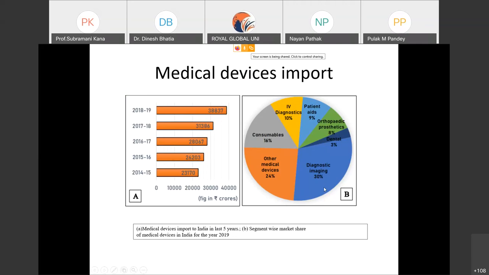Among them, you just see that 30% comes under the diagnostic imaging devices like MRI and CT scan and X-ray and all like that. And other medical devices come to about 24%, consumables 16%. Only the chemicals, what is being used in a hospital and all like that, 16% of it. Among that, near about 39,000, 16% is mainly used for consumables and IV diagnostics and patient aid and all like that. Okay, so we can target wherever we can. As being an implant, if you are talking about implant, it takes near about 10 years to go into the market.